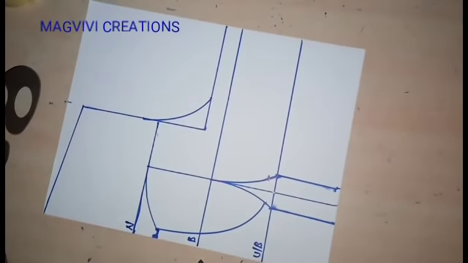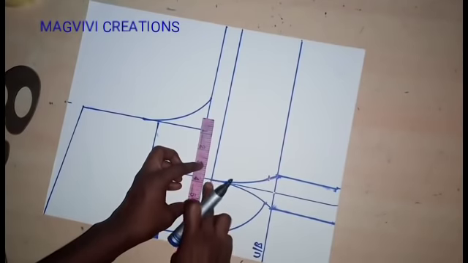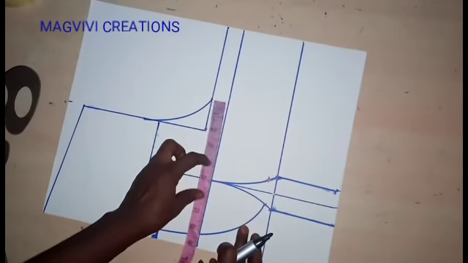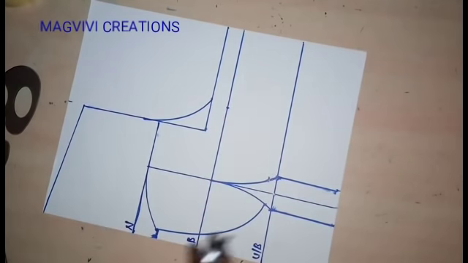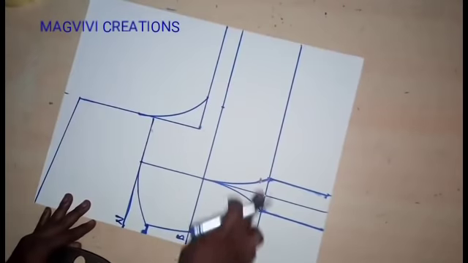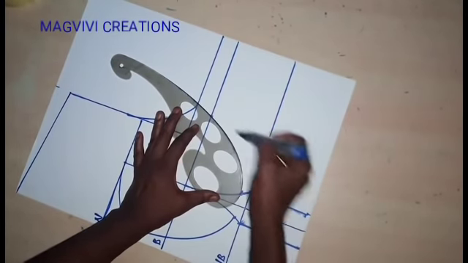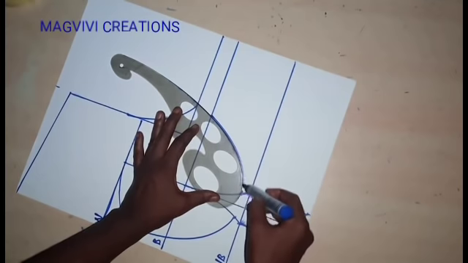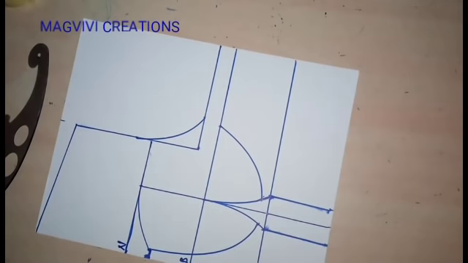At this side too, remember what we did? You take the difference between your bust point and the under bust, and you add 1/2 inch to it. So mine is 4.5. I'll mark it. Then I'll also connect it. So they are almost the same step, but with a little bit of difference. Now you see the difference.